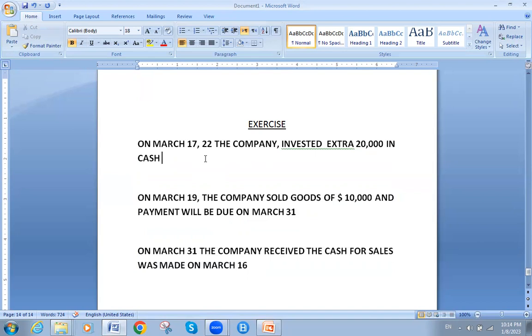I'll give you around 2 or 3 minutes, or 5 minutes, to do the three transactions. This is the first one. The three transactions, please do them.